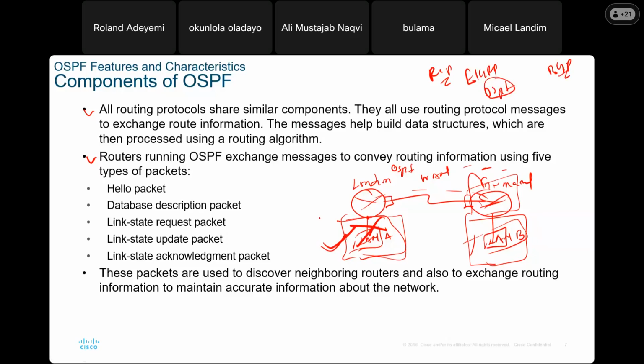So when the router starts running OSPF, there are different types of messages or packets they use. Number one is called hello packets. Number two, database description packets. Number three, link state request packets. Number four, link state update packets. Number five, acknowledgement packets. What are all these packets? Why do they have different tags or different descriptions?